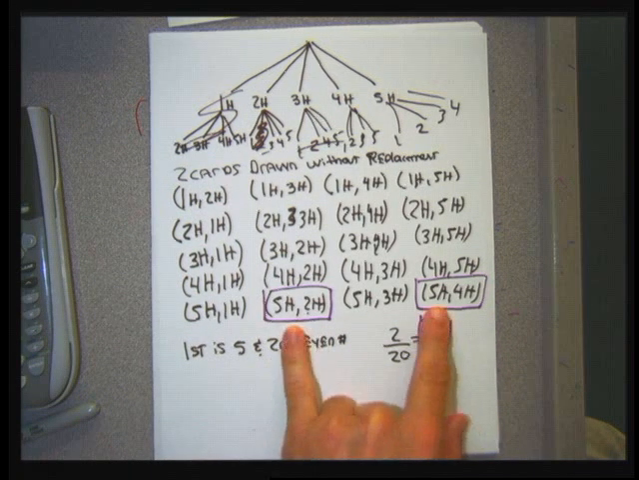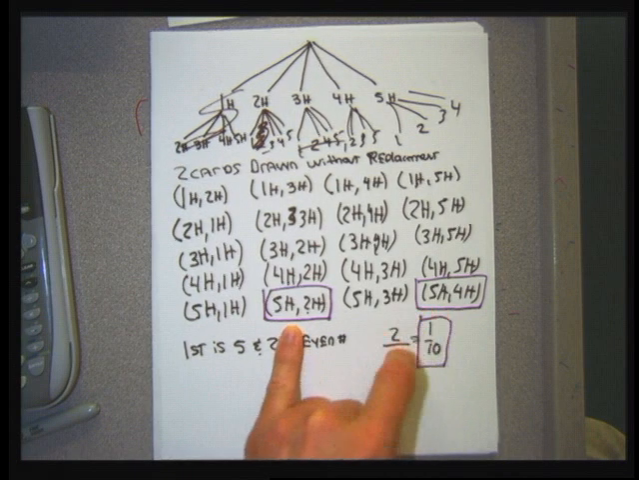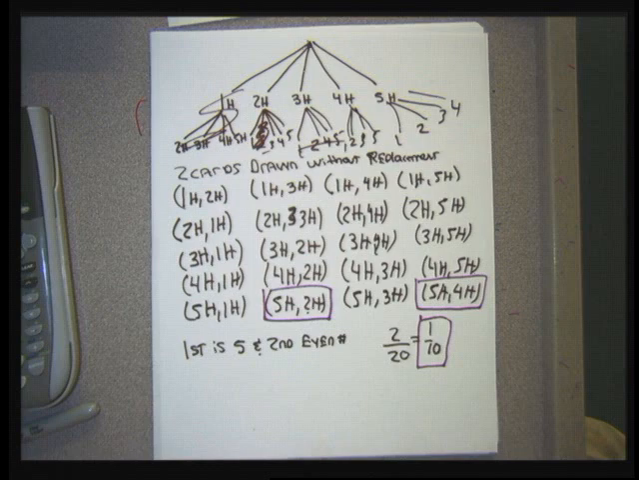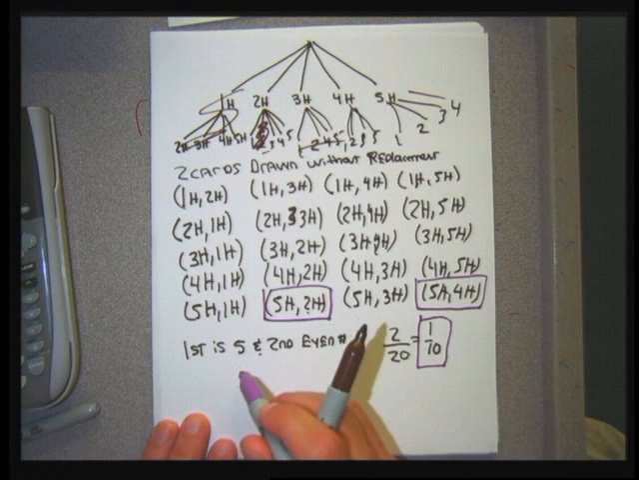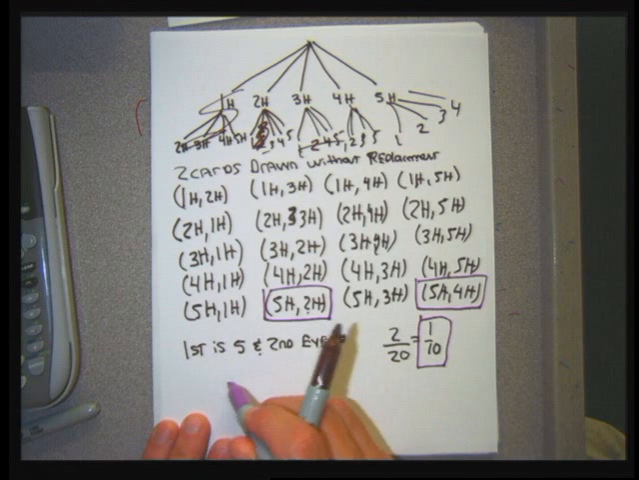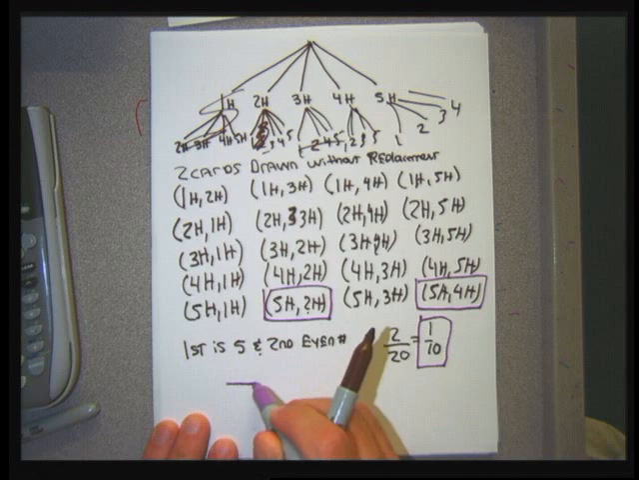Of the 20 items, 2 of them have a 5 first and an even second, so the probability is 2 in 20, which just reduces to 1 in 10. If I didn't have the sample space in front of me, I could still get the same answer. The probability of getting a 5 for my first.